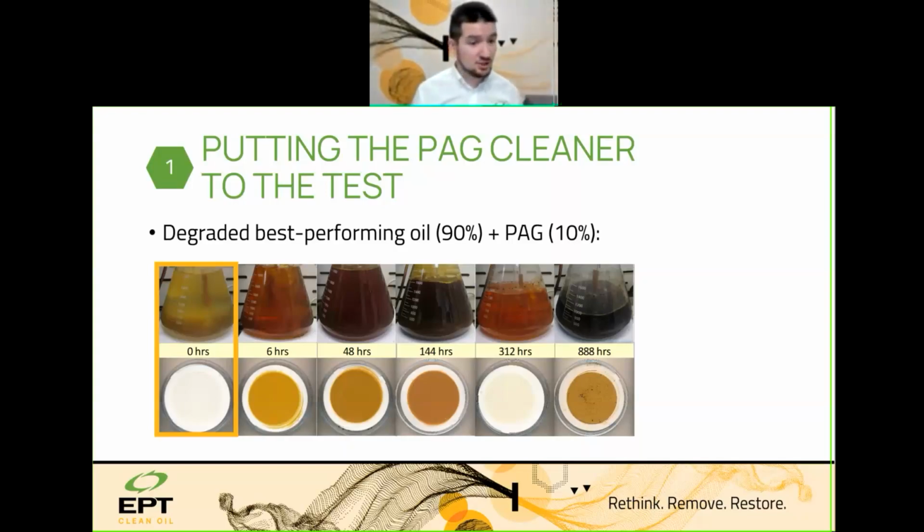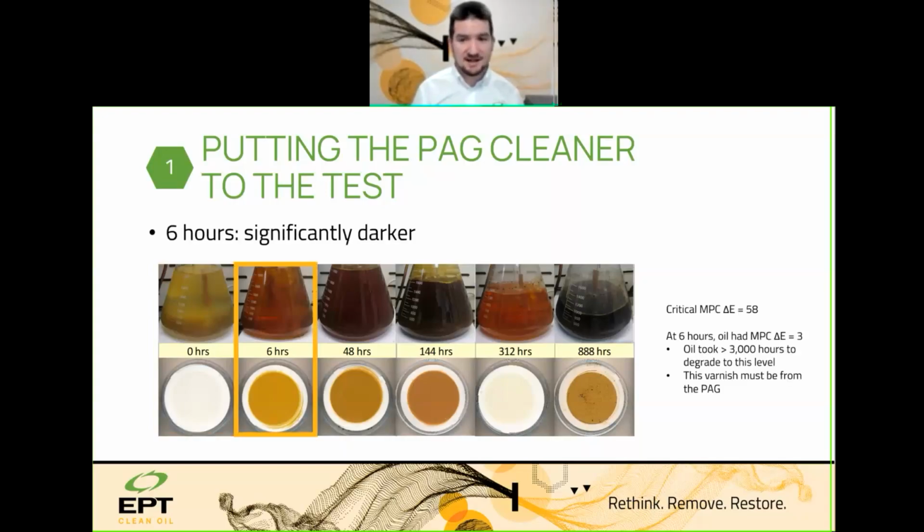So what happens is we begin to heat that sample up and we bubble dry air through it in the presence of a copper catalyst. This is the same way we break down turbine oils. After 6 hours test time, only 6 hours on the test stand, we already had a critical MPC varnish potential. And you can see that the fluid has darkened pretty significantly over that time.